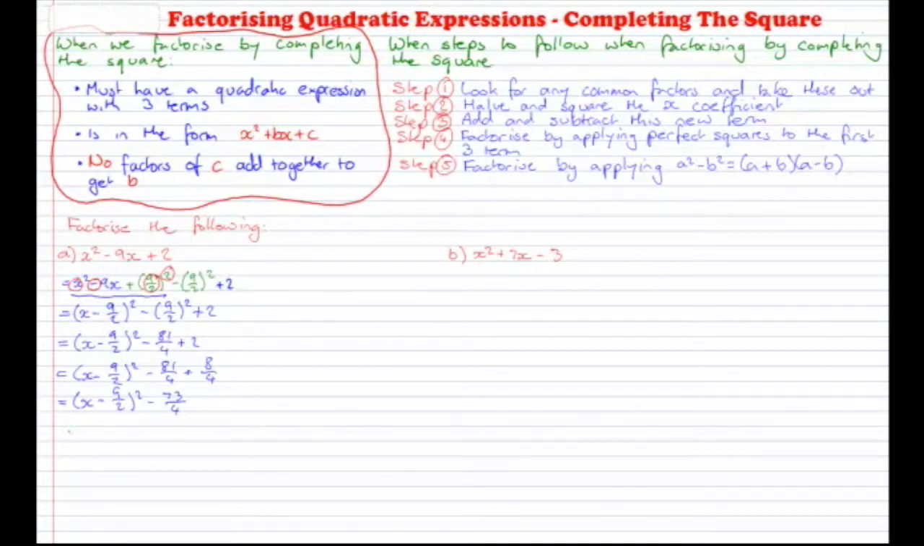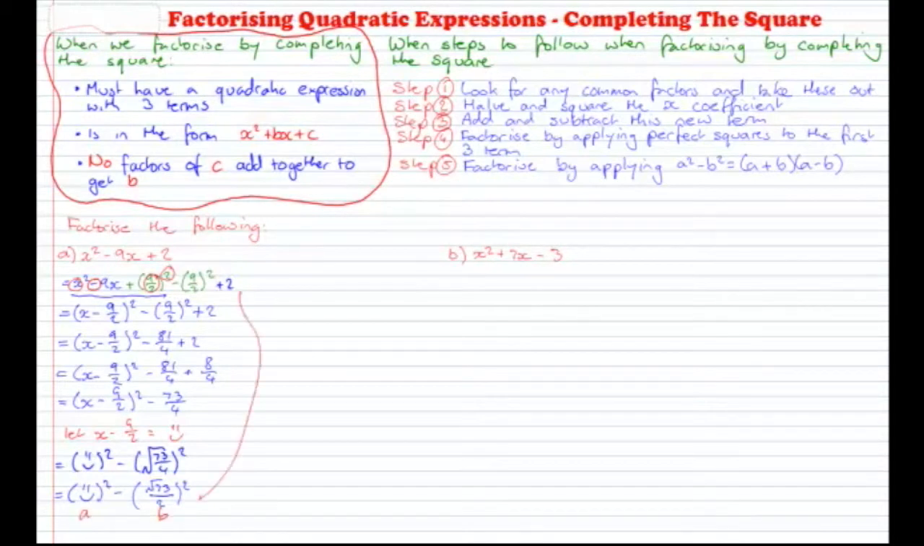And now what we need to do is let x minus 9 over 2 equal smiley face. So what that gets us is smiley face squared minus, in brackets, square root of 73 over 4, squared. And in fact what I can do here is write smiley face squared minus, now the square root of 73 we don't know, so we just leave it as square root of 73, but we can actually square root 4, which gets us 2, squared. Alright, where this is our a and this is our b value.